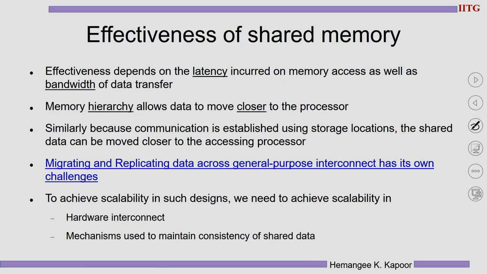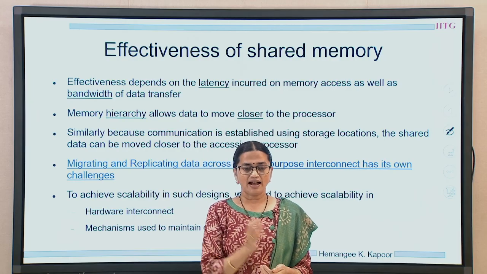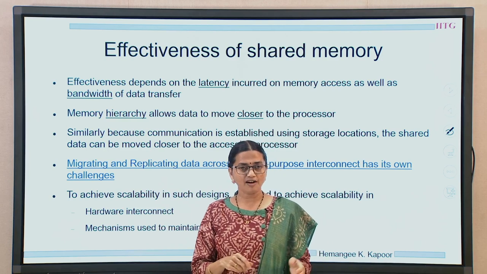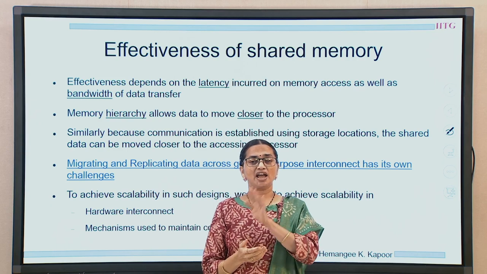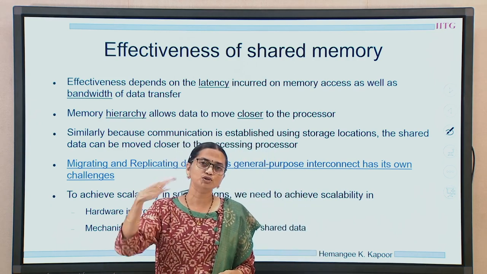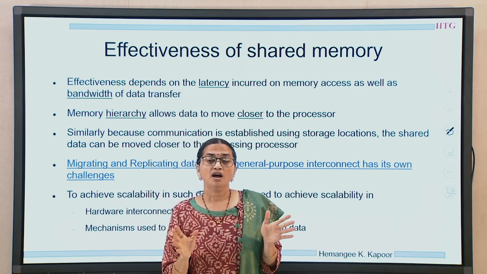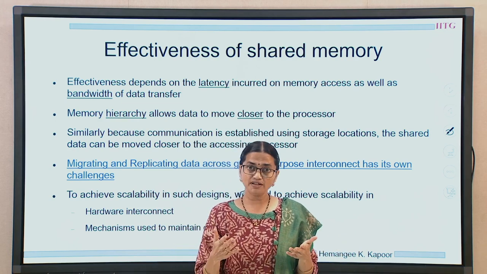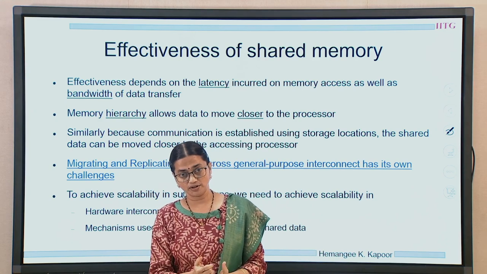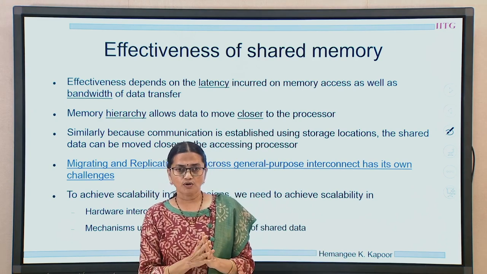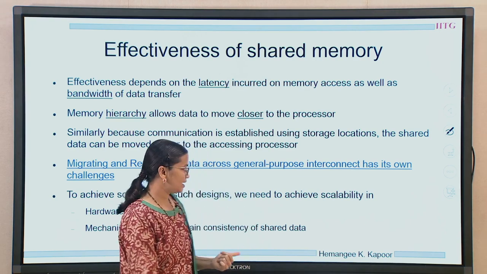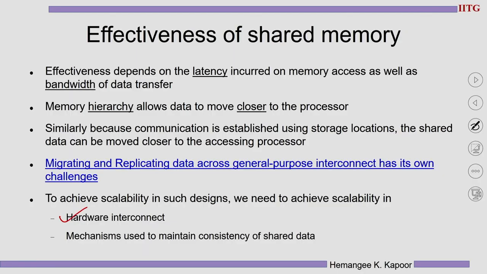And in a shared memory system, the bigger system which we are targeting, the objective here also is that the data should move closer to the processor. For bringing this, we have to move the data, that is, migrate the data from remote memory to local memory. And at times, if it is shared data, you might end up replicating the data because the remote node also wants to use that data item. So replication and migration across a general purpose interconnect is the requirement for an effective shared memory architecture. But this comes with challenges, and we'll see how to handle them slowly. So overall, for a scalable system, you need a better hardware interconnect, and since I have replicated the data items, I need mechanisms for maintaining coherence and consistency of the shared data. These two aspects we need to handle if I want a very effective shared memory system.